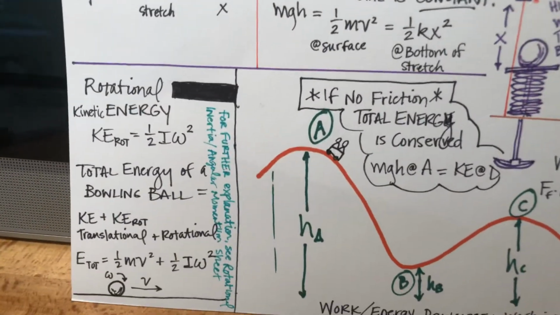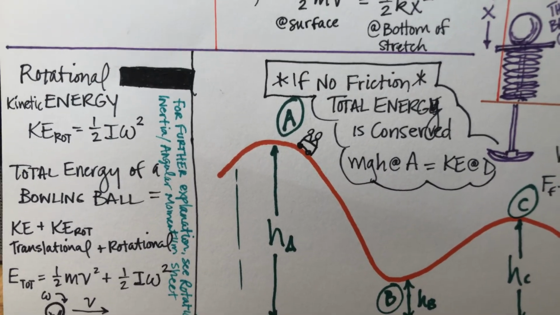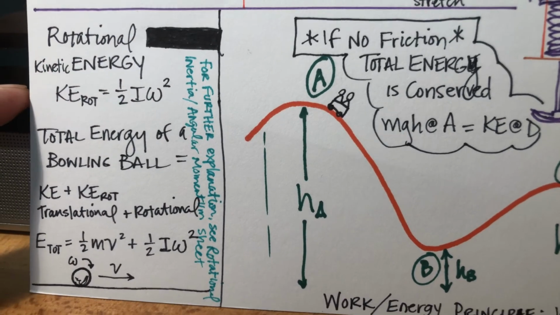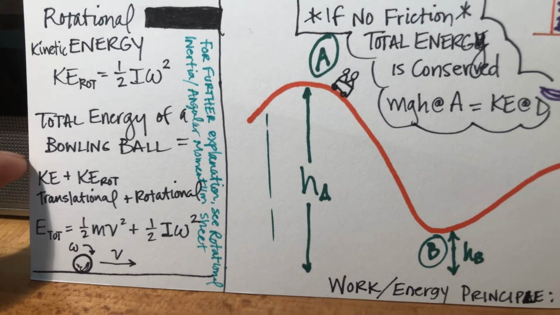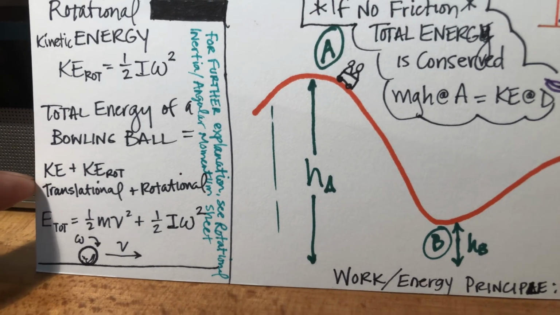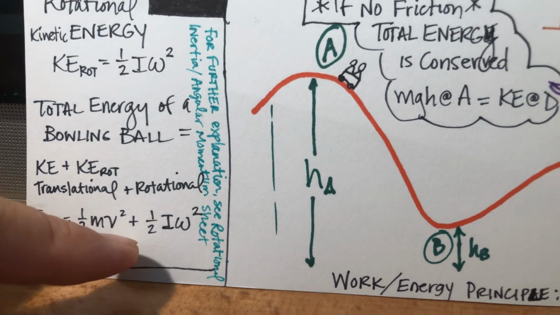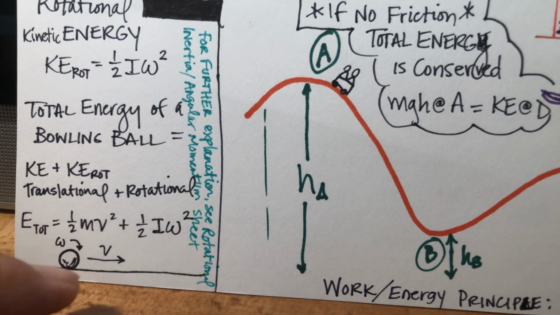Another thing to remember: rotational energy is coming up. Rotational kinetic energy is 1/2 I omega squared, and we'll get to that when we talk about the total energy of a bowling ball. We talk about translational plus rotational. So the total energy is 1/2 mv squared, which is moving it along, and then 1/2 I omega squared, which is allowing it to roll.